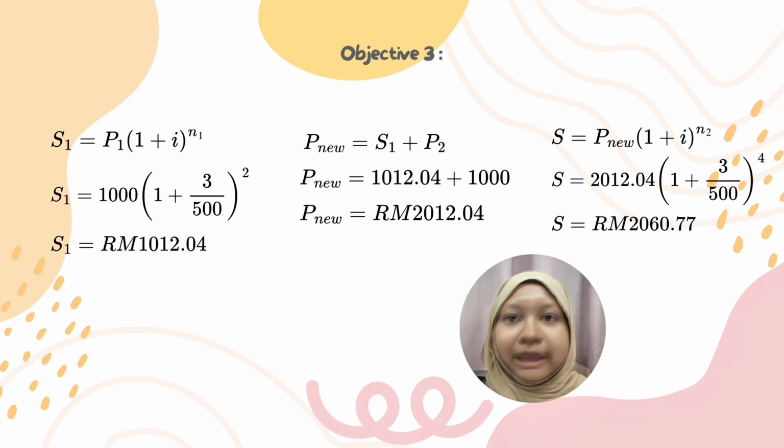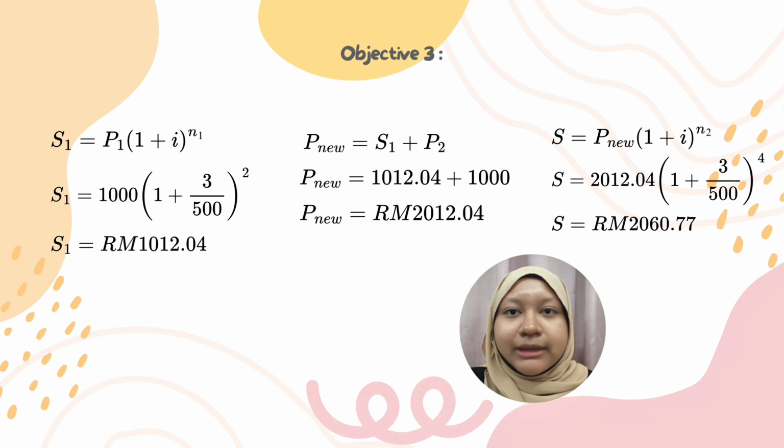Continue Objective 3. We will be using this formula: S1 equals P1 multiplied in bracket 1 plus I to the power of N1. Then substitute the correct data into the formula, which will make it S1 equals 1,000 multiplied in bracket 1 plus 3/500 to the power of 2. So, S1 equals 1,012 ringgit and 4 cents.